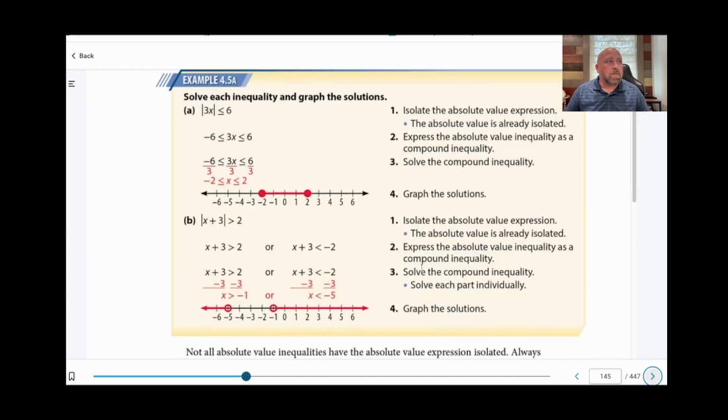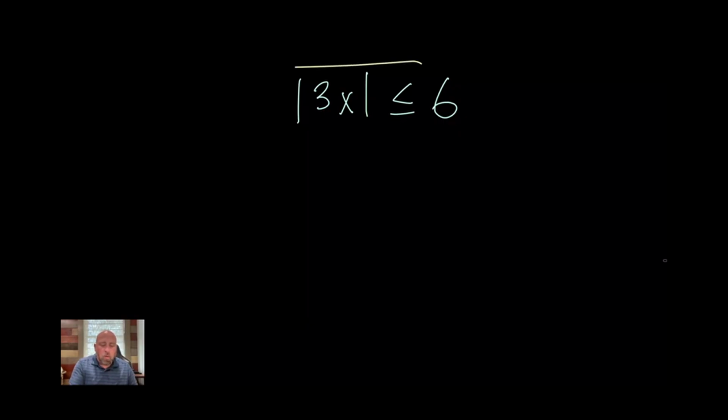So 145. Let's do some of these with that thought in mind of just flipping the sign and adding a negative to the constant. So what we're starting with is the absolute value of 3x is less than or equal to 6. All right, I'll change the color on this so you can follow along a little better. We're going to do a positive value of this. What's the positive value? 3x is less than or equal to 6. Okay, there's our positive value.